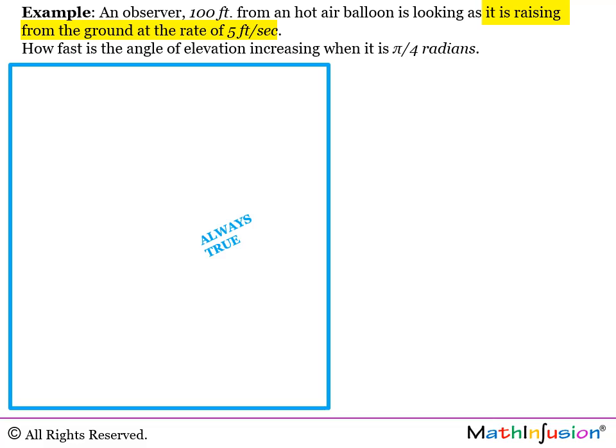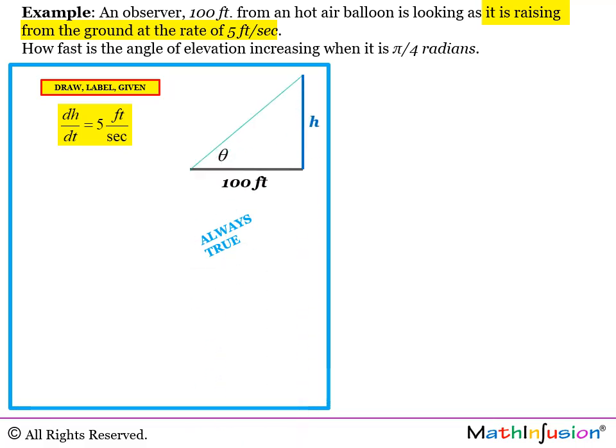Let's start with what is always true, and it includes the drawing, labeling, and what is given. dH/dt is 5 feet per second because the balloon is rising from the ground at the rate of 5 feet per second. Here's the picture. The observer is 100 feet away and he sees that the balloon is rising from the ground. H is the height of the balloon and theta is the angle of elevation.